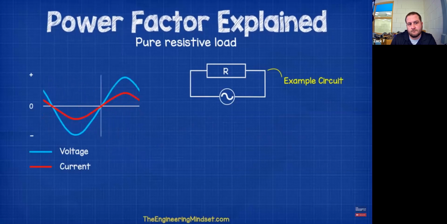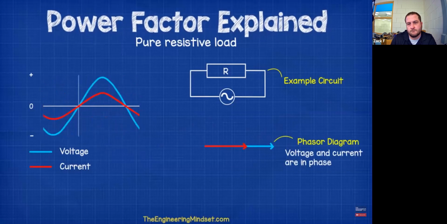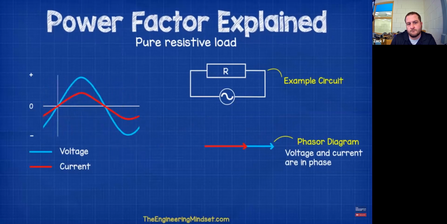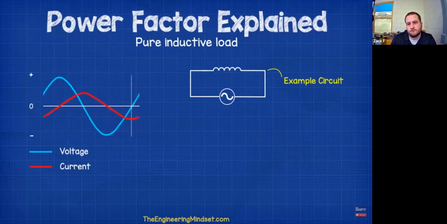The power factor in this case is 1, which is perfect. If we drew a phasor diagram, then the voltage and current would be parallel. So all the energy drawn from the electricity supply goes into doing work, in this case creating heat.